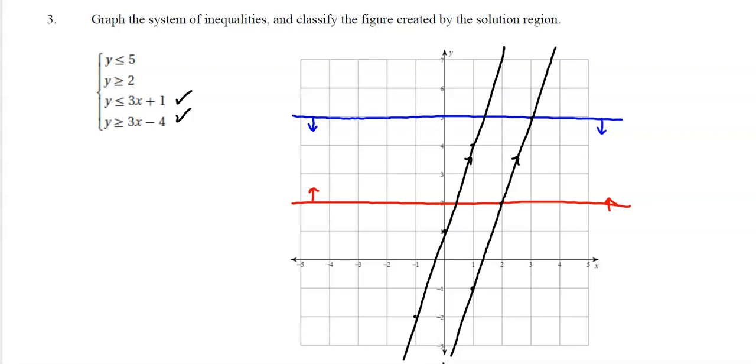If I go less than the plus 1 line, that's shading this way. If I go greater than the 3x minus 4 line, that's going this way. And then you got the blue coming down, and then you got the red going up. So this will be the solution region. What shape is that? I believe that would be a parallelogram because all sides are parallel.